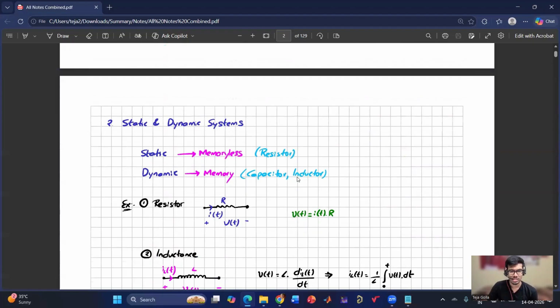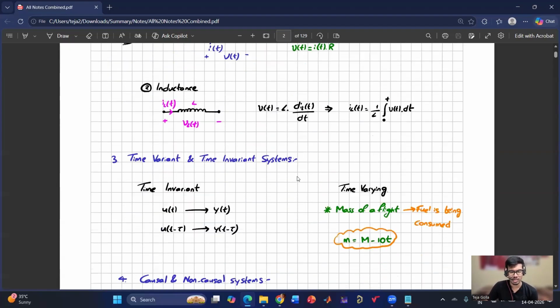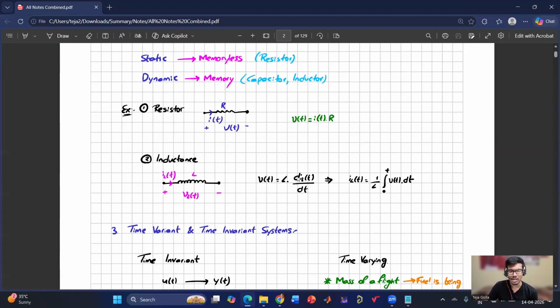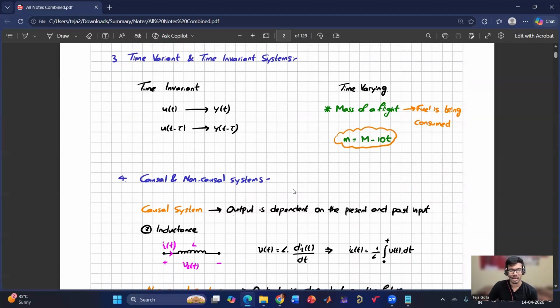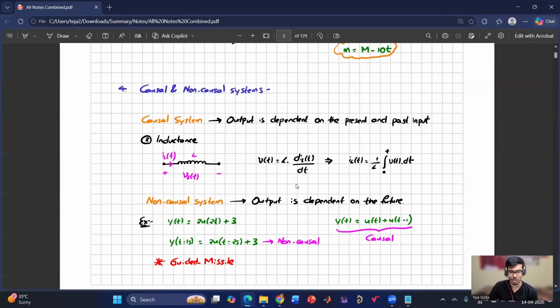And then we discussed what a static system is, which doesn't have any memory, like a resistor. Then we discussed a dynamic system which has memory, like a capacitor as well as an inductor. Then we saw the time domain relation between voltage and current of a resistor, inductor as well as capacitor. Then we discussed time variant as well as time invariant systems. What is time varying, what is time invariant? We gave standard examples. And then we discussed causal as well as non-causal systems and how to identify such systems.